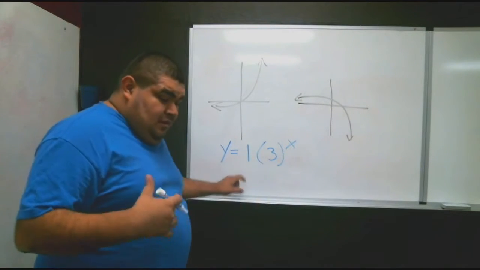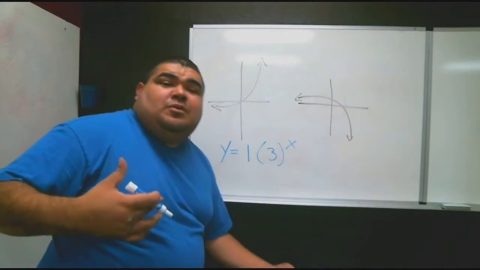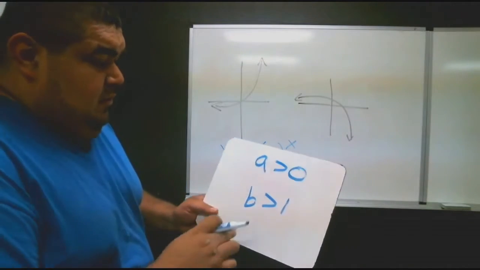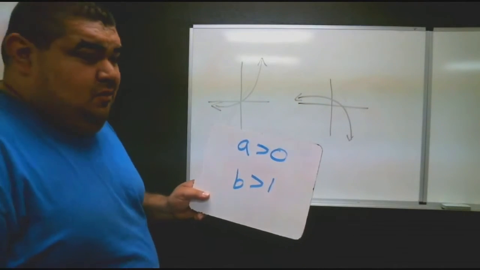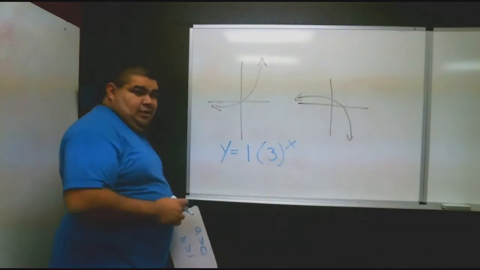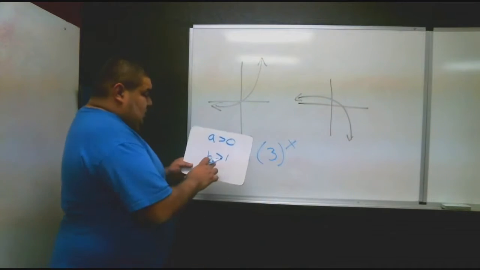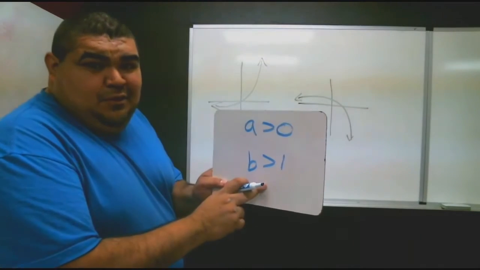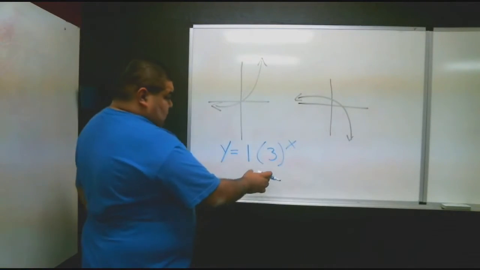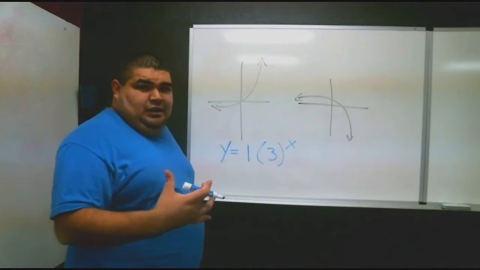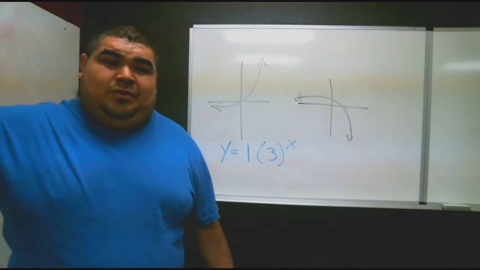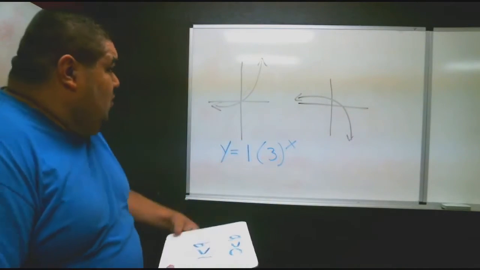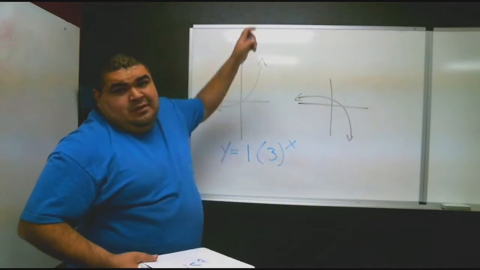But A, remember, in order to be an exponential growth, A has to be bigger than 0, which it is, right? It's 1, so it's bigger than 0. Is B bigger than 1 in this equation? It is, right? It's 3. So this is an exponential growth. It means it's going to get bigger. Okay, it's going to go to positive numbers.